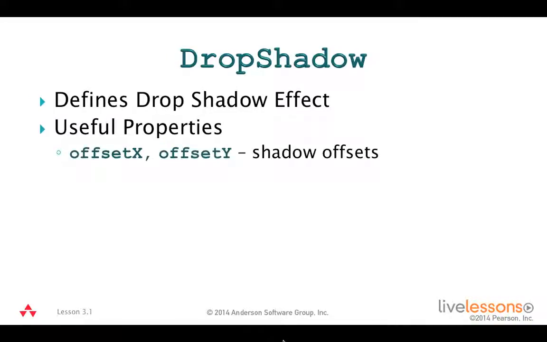Offset X and Offset Y are shadow offsets in the XY direction that let you manipulate the direction of the drop shadow. Negative values for Offset X make the drop shadow appear to the left of the object, and negative values for Offset Y make the drop shadow appear above. Positive values for Offset X and Offset Y place the drop shadow to the right and below, respectively.